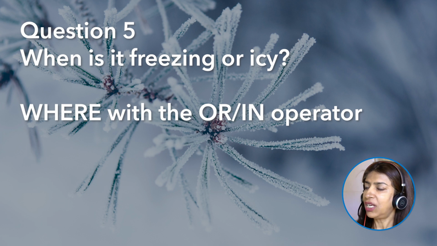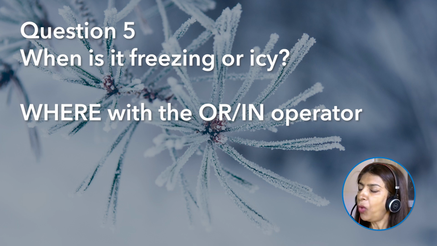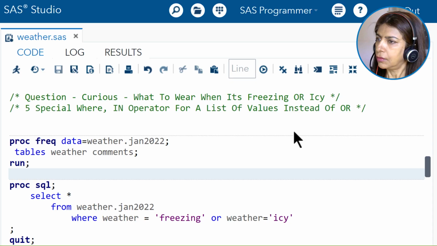The previous question helped us answer the where clause conditions when we have multiple conditions. But what if I have a series of conditions and I want to pick from one? Here is question 5. When is it freezing or icy? Either of those conditions need to be true for me to get the dates returned. Again, the point of this question is to be able to address my curiosity to know what gear to wear when it's freezing or icy.